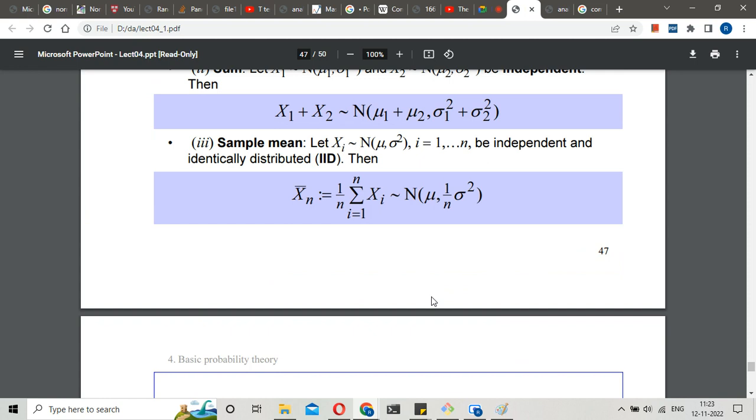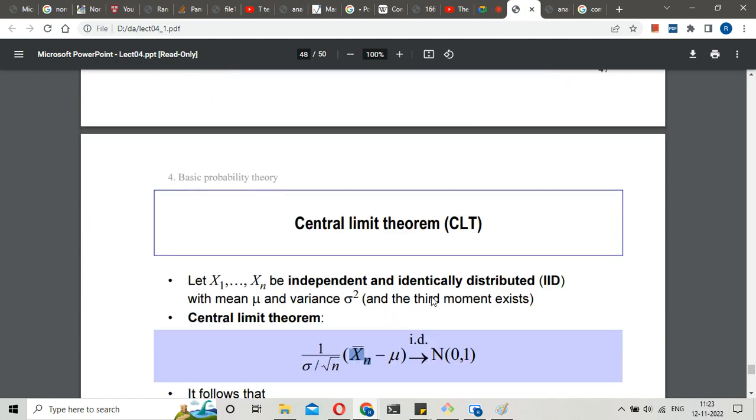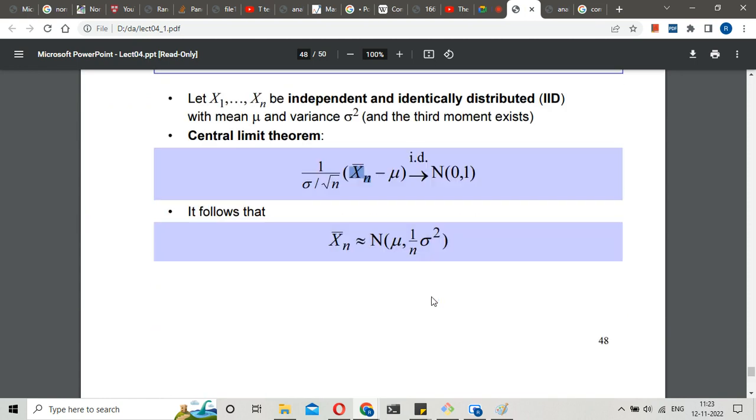These two I'll skip, but yeah, CLT we can talk about. Central limit theorem.